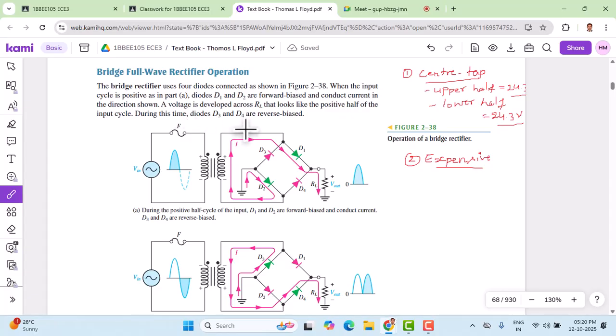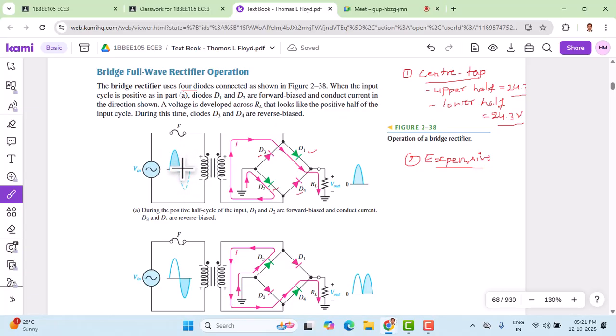This is the bridge full wave rectifier. This type of rectifier doesn't use any center tap transformer. So let's go through the step-by-step operation of this bridge full wave rectifier. It uses four diodes, namely D1, D2, D3, and D4, connected as labeled D1 to D4. When the input cycle is positive, as in part A, the AC signal is applied to the primary of the transformer with a fuse here. This is the AC source, and this is the AC cycle that is applied.